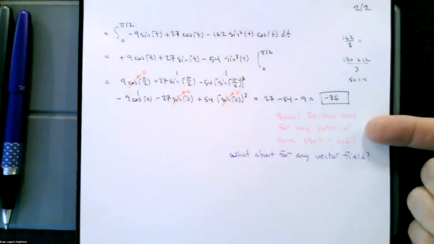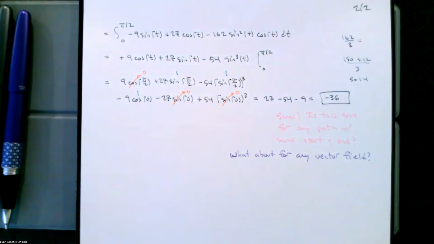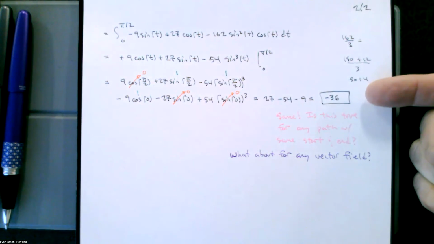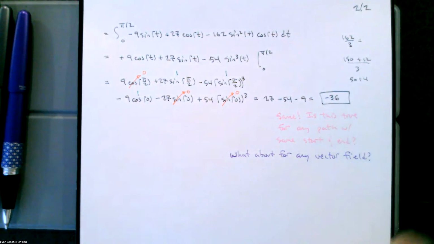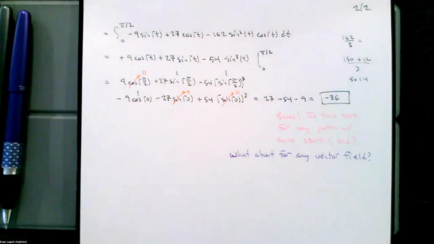Spoiler alert, for this vector field, the first question doesn't matter. Any path with that same starting and ending point will give us a line integral of -36. Second question, the answer is no. It's not going to be true for any vector field. There's something about the vector field that I chose that made any path from (3, 0) to (0, 3) have a line integral of -36. So the first one, yes, for this vector field. The second one, no. Other vector fields might not have this property.